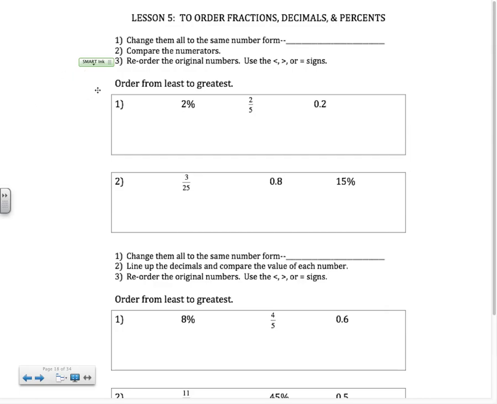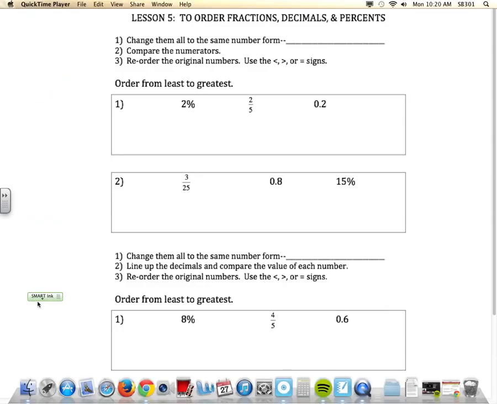and percents. We are live from Core 2, Lesson 5. All right. Let's take a look at how to order fractions, decimals, and percents. There's two different ways you can do it. We could either turn them all into fractions or all into decimals. So let's follow along on our steps here.